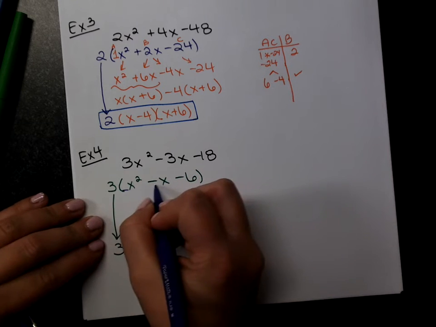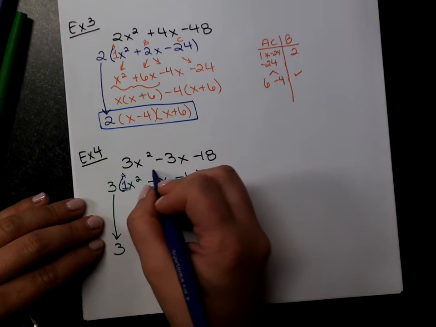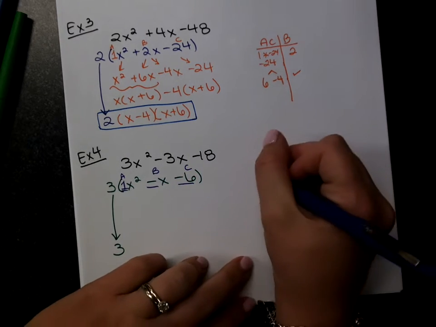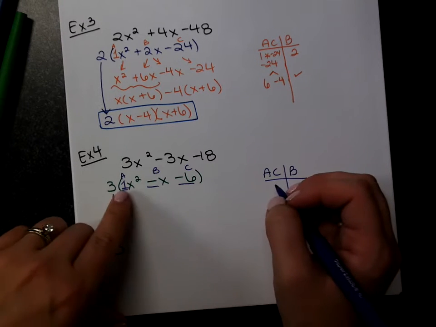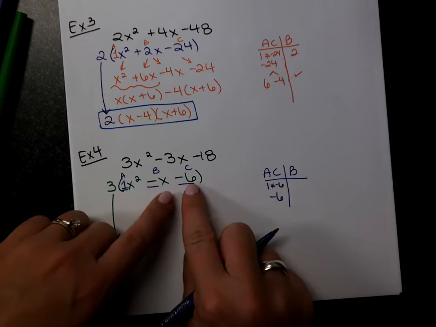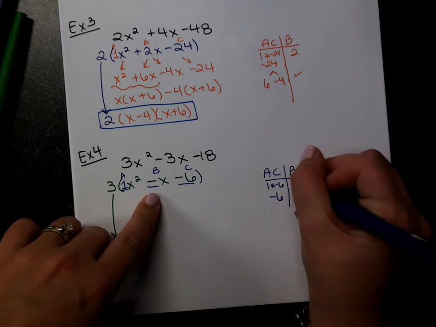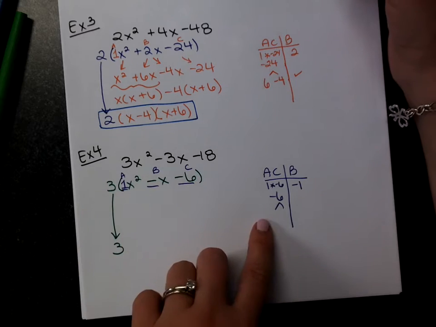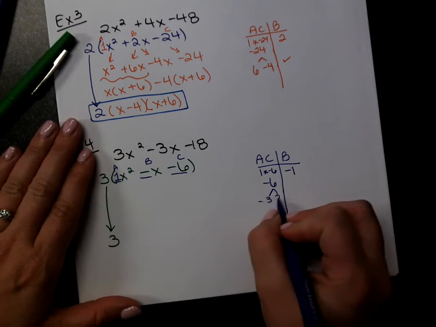So I have A, B, and C. A is positive 1, B is negative 1, C is negative 6. So I set up my chart. 1 times negative 6 is negative 6. Again, it's not just C, it's both. It just happens to be a 1. And then B is negative 1. So I need two numbers that multiply to negative 6 and add to negative 1, which should be negative 3 and positive 2.